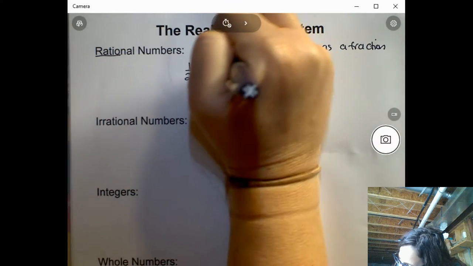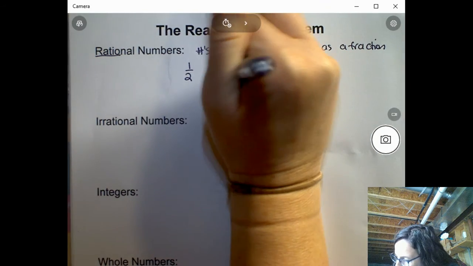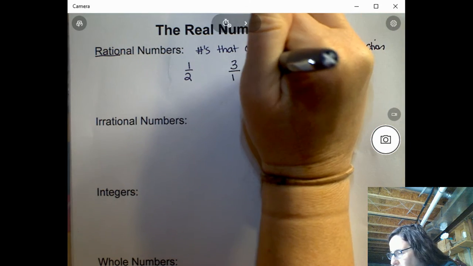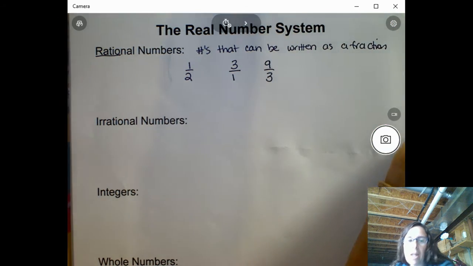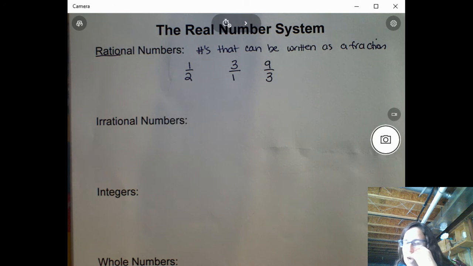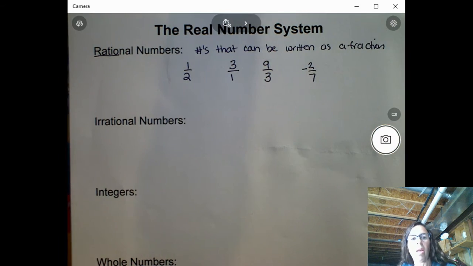The number 3 is also considered a rational number because you could write it as 3/1. You could also write it as 9/3. 9 divided by 3 equals 3. So that's also rational. You could have something like -2/7. Any of those numbers are rational numbers.